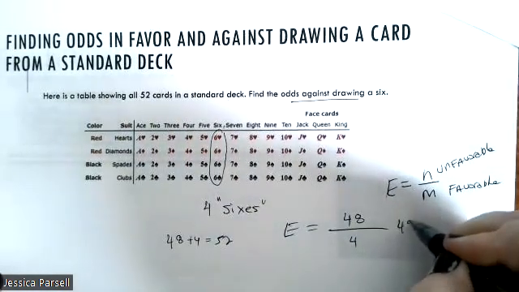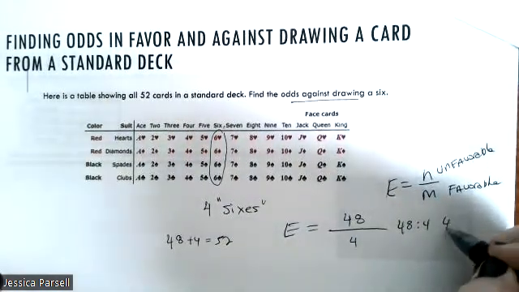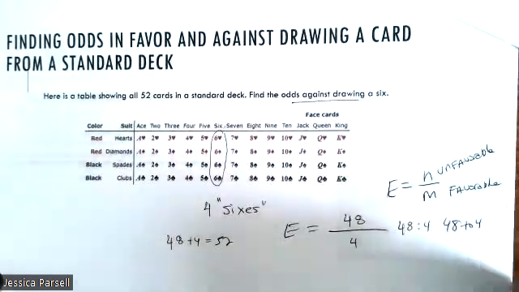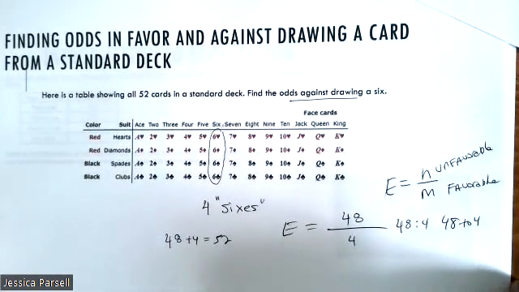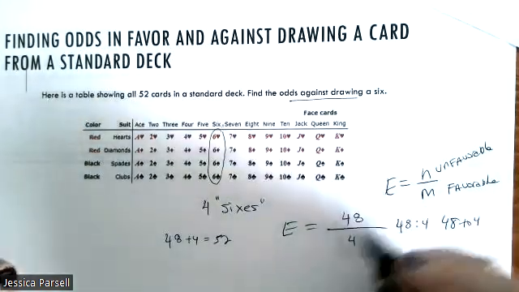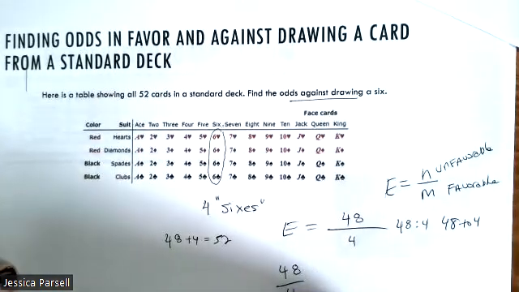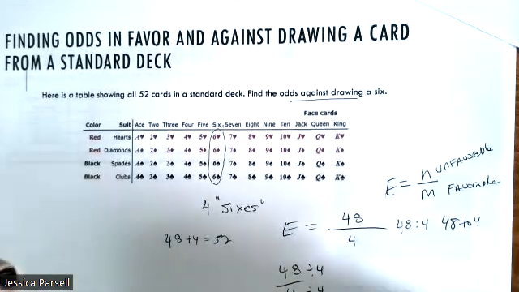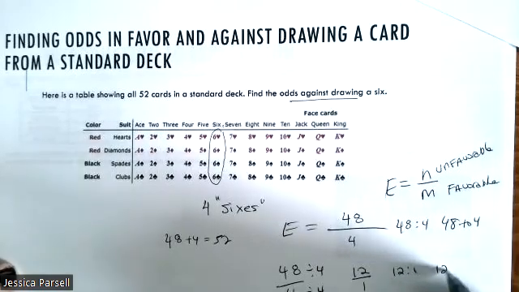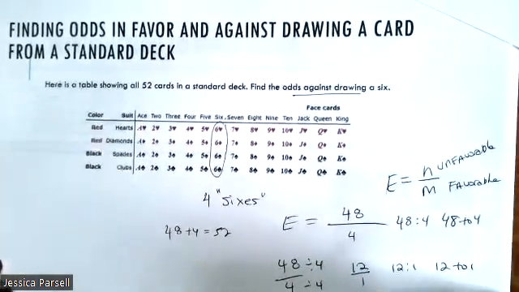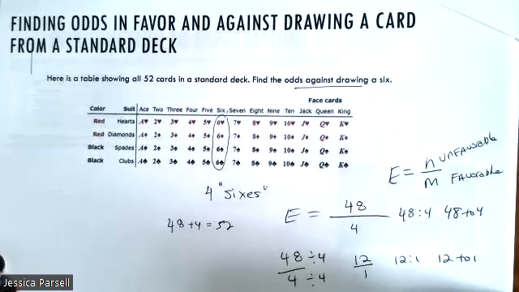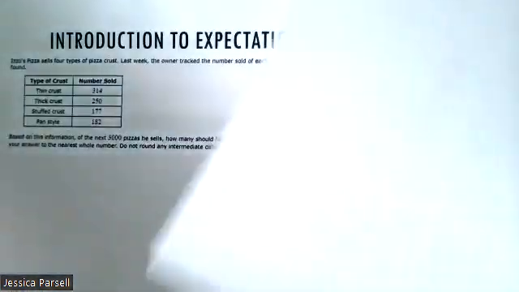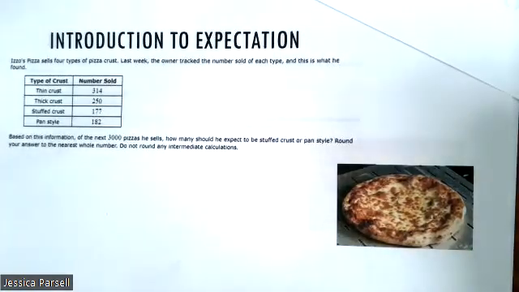So you could say 48 to 4, but they might want us to break this down. So we could maybe divide 48 and 4 by 4. That might help us break this down a little bit. So that's going to give us 12 to 1. Okay, so hopefully that's starting to make sense. Hopefully this will help you as you journey through the first part of your homework. In the next video, we are going to be looking at expectation. All right, we'll see you in a bit.